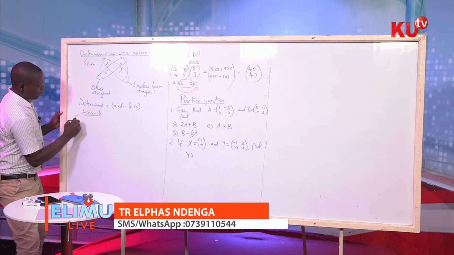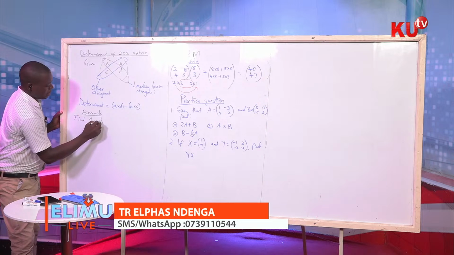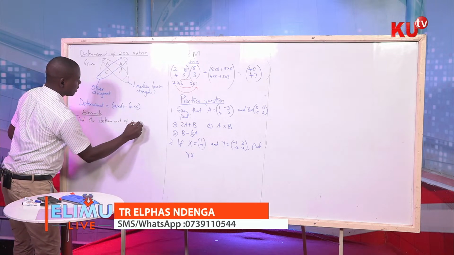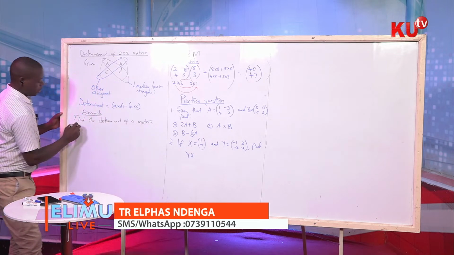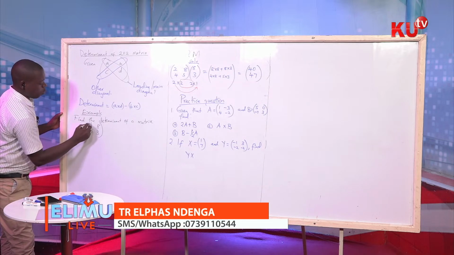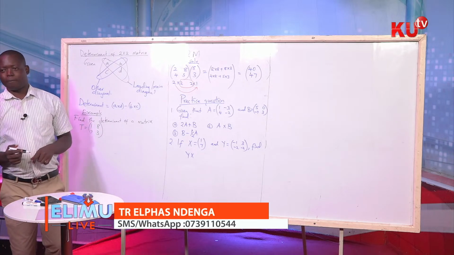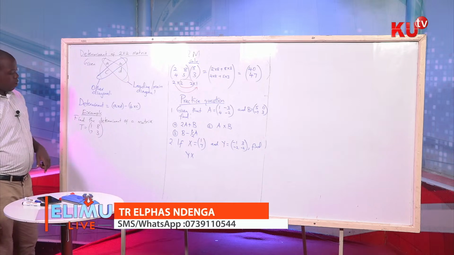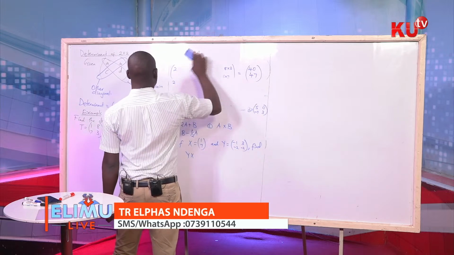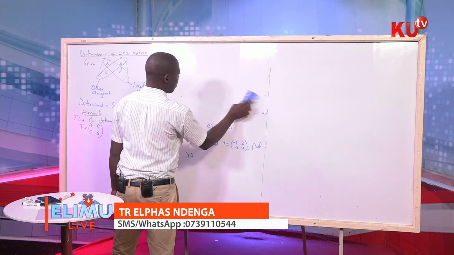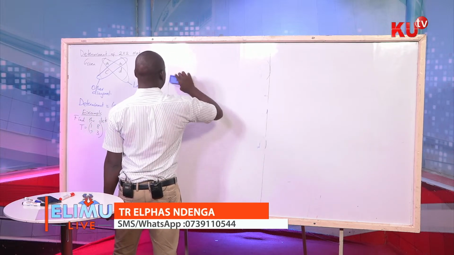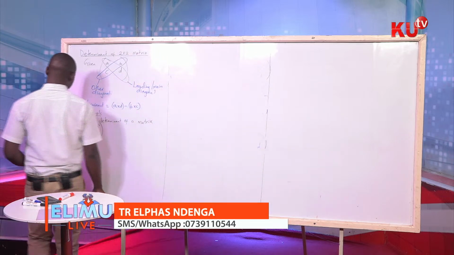You're told to find the determinant of a matrix T, which is 1, 7, 8, 3. Find the determinant of this matrix. So how will we proceed, students? How shall we proceed from this question?